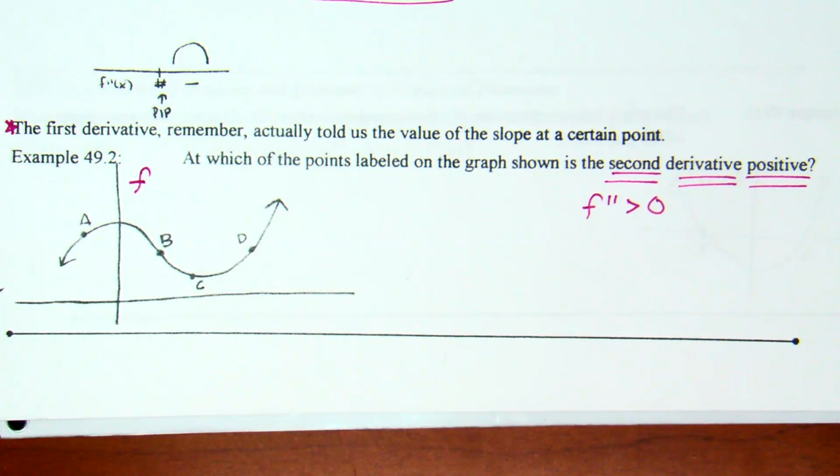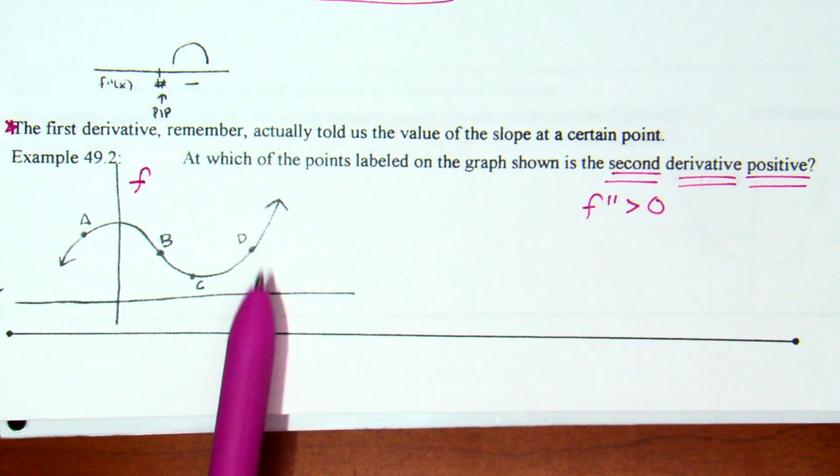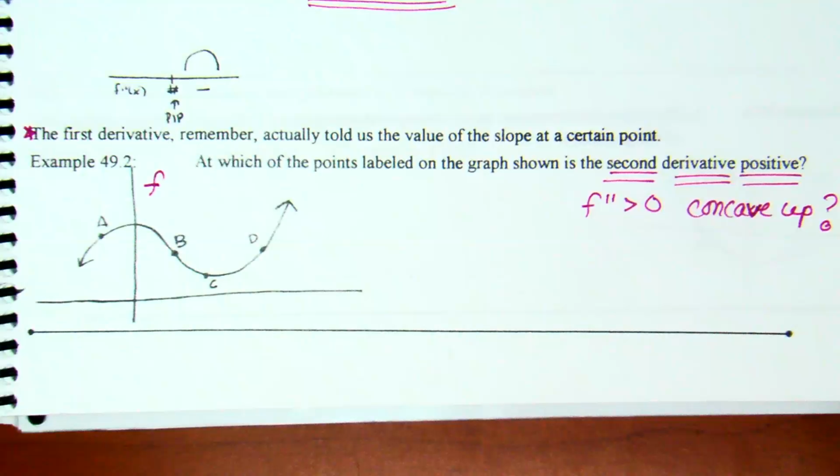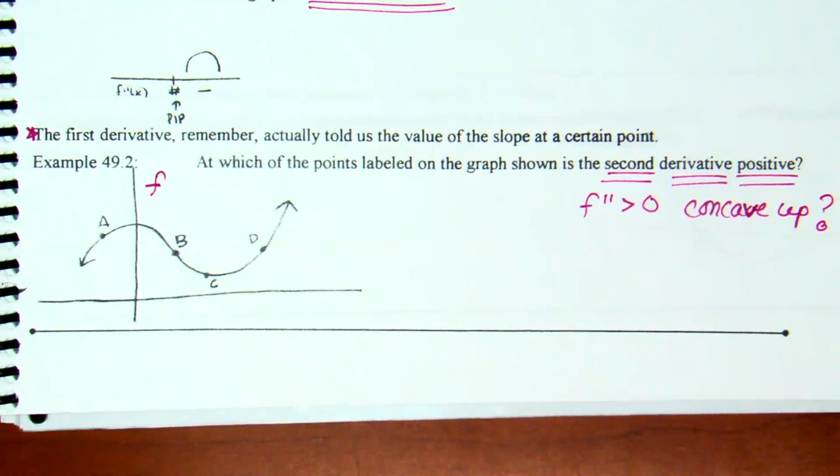Not necessarily just that. When is the second derivative positive? When the graph is what? Concave up. So if this is a graph of f, and they want to know when the second derivative is positive, they want to know when this graph is concave up. When is this graph concave up? Between but not including points B and D.